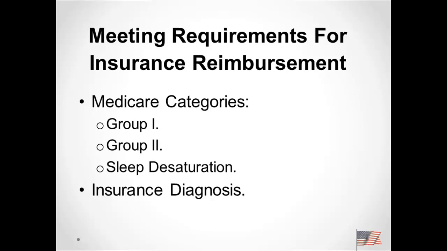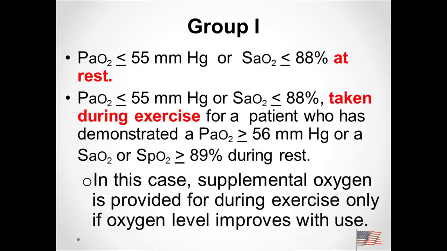There's 3 different situations that Medicare has said, and believe me, if Medicare comes out with a guideline, pretty much all the insurances follow those same guidelines. So they're kind of the first person. Group 1 says anyone who has a PaO2 less than 55 or an oxygen saturation measured with CO oximetry less than 88 at rest.